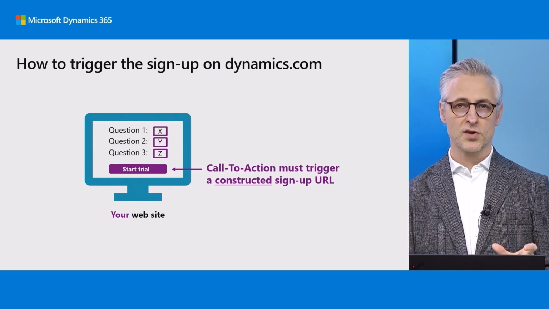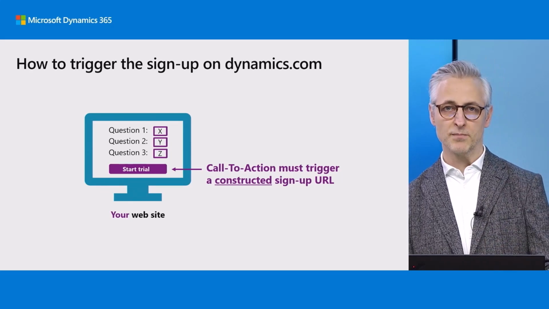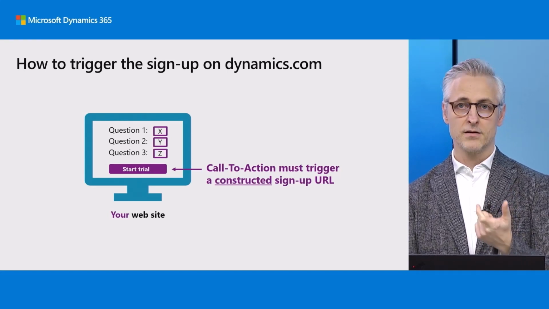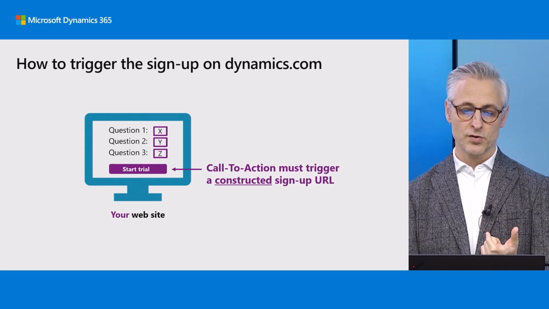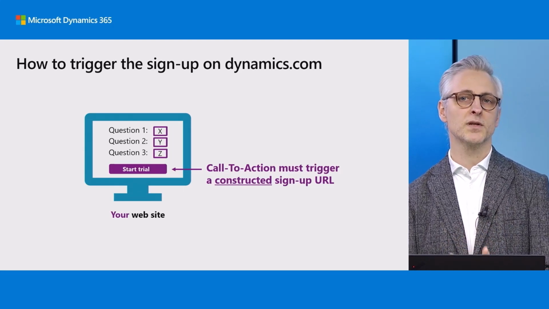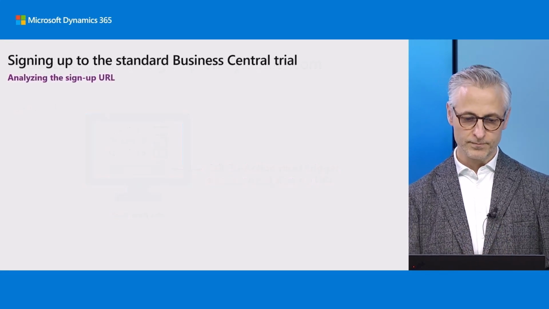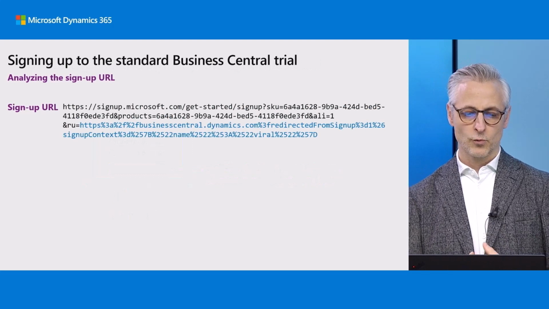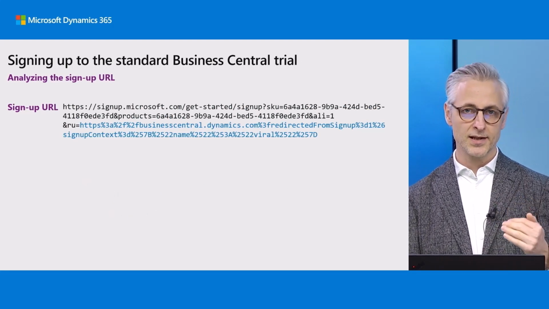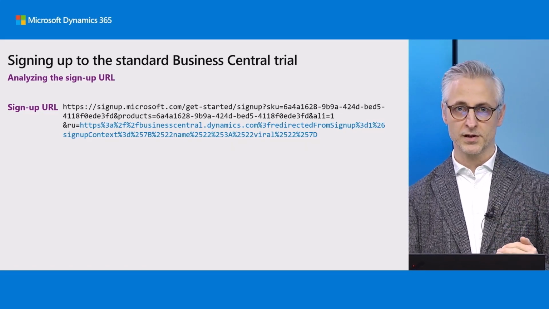The most important thing is that at the moment the user hits that start trial or sign up button, or whatever you want to call it, the URL that the user is pointed to needs to be constructed by you. And there are certain elements that need to be in place for that to work correctly. Let's go through those now. If we analyze the sign up URL, we notice that it consists of two parts that I've marked with different colors here.